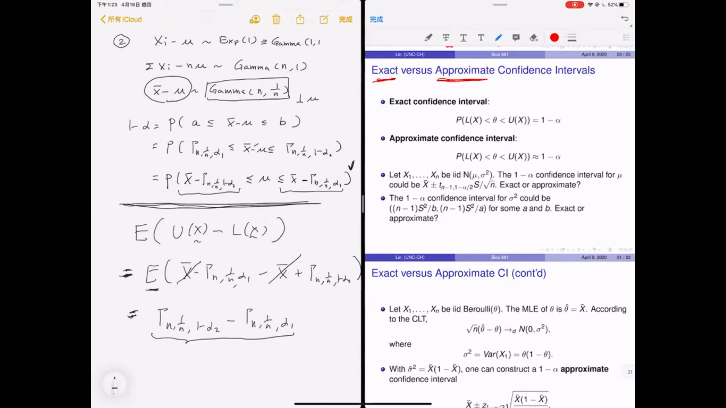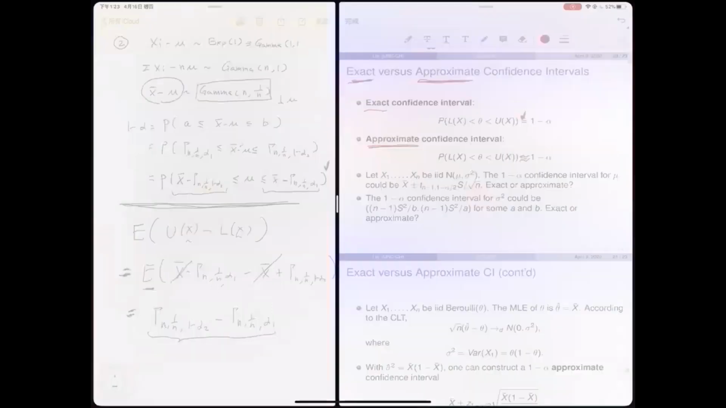For example, if you could write down, deriving from something, that the probability of this is exactly equal to 1 minus alpha, then that's an exact confidence interval. If you somehow need to use the central limit theorem or any asymptotic theory to derive the confidence interval, that means it's approximate, as you are not actually having exactly 1 minus alpha. You only have approximately 1 minus alpha.